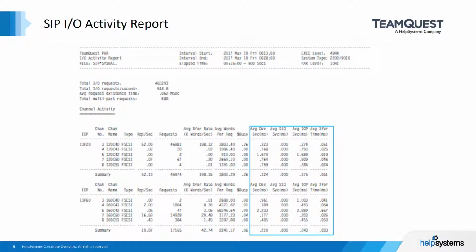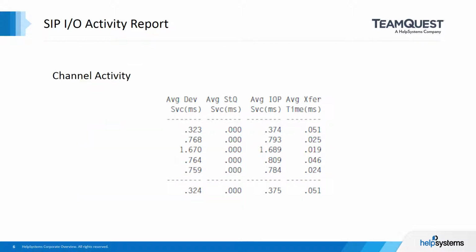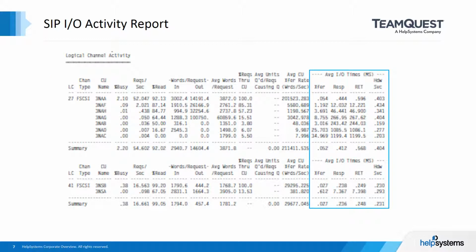Here is an example of the SCSI IOACTIVITY report. Here is a closer look at the channel activity I/O times. PAR reports the average IOP device service time, the average IOP status queue service time, the average IOP service time, and the average IOP transfer time. This is the channel activity portion of the IOACTIVITY report.